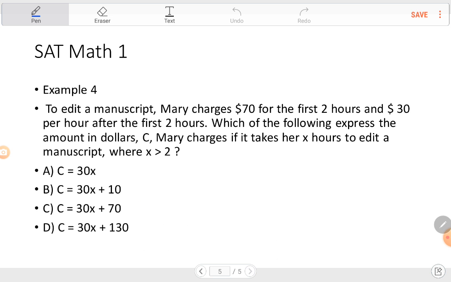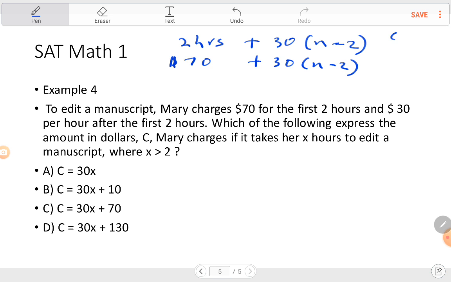This is a bit different than our previous example. To edit a manuscript, Mary charges $70 for the first 2 hours. Then for any additional hours afterwards, so anytime n, the number of hours, goes past 2, she's going to charge us $30 an hour. So we could have 70 plus 30 times n minus 2.